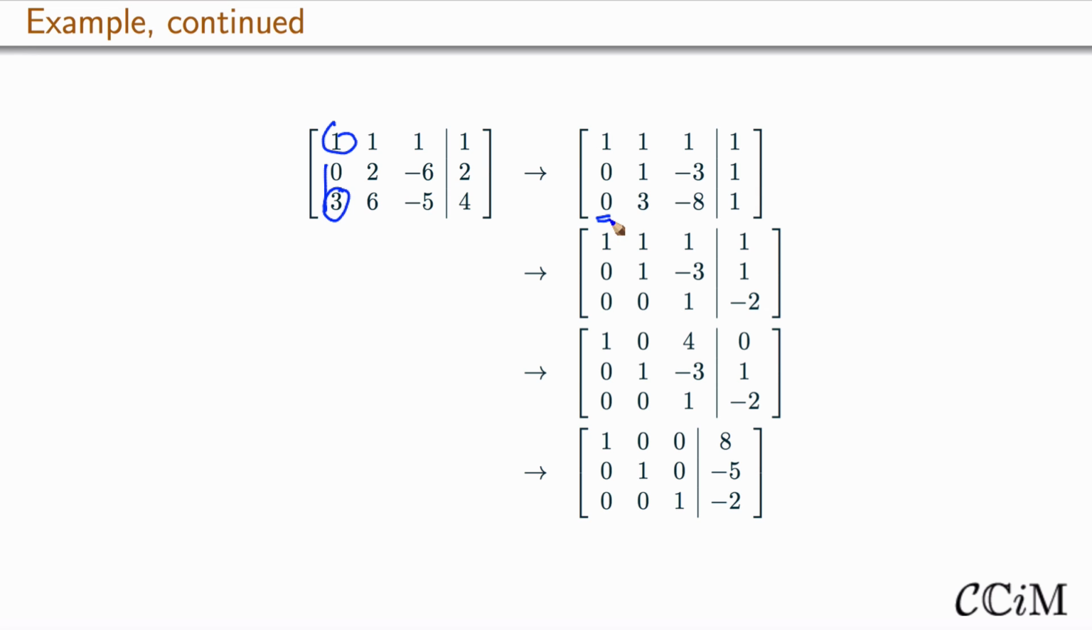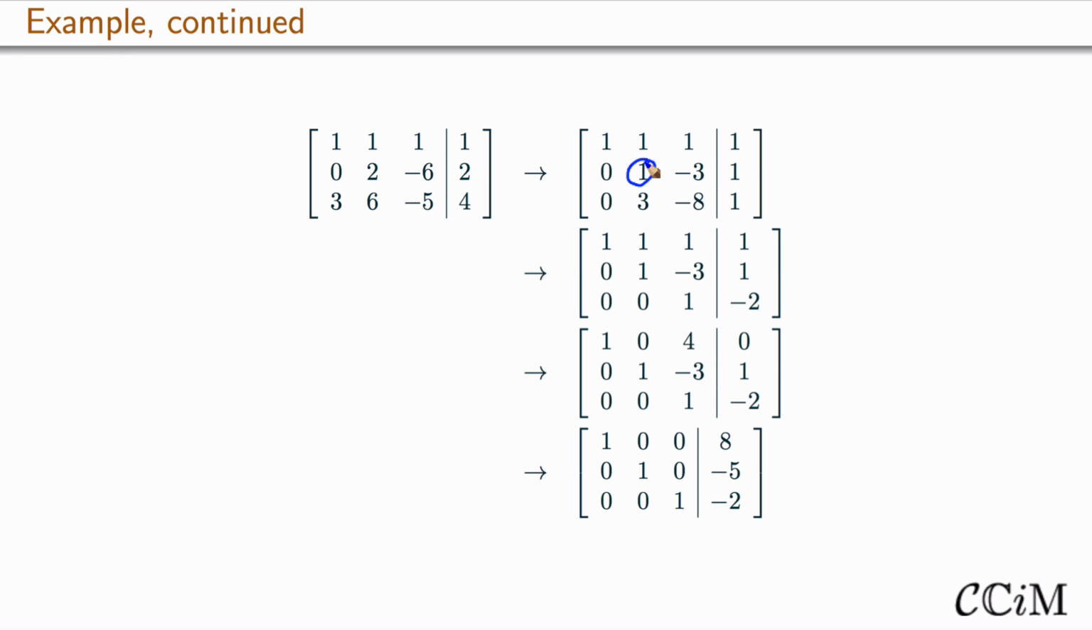The second entry consists of taking this 6 and subtracting from it 3 times this 1 right here. So 6 minus 3 is equal to 3. Next, I have minus 5. I subtract from that 3 times 1. That gives me minus 8. And similarly, on the right-hand side, I start with 4 and subtract from that 3 times 1, which leaves me with this 1. I also divided the second row by 2, which created this 1 right here.